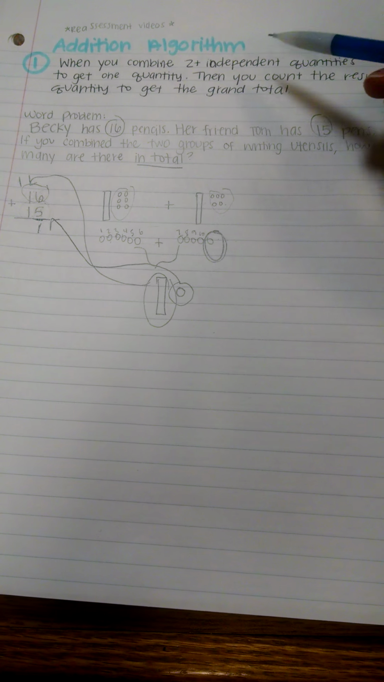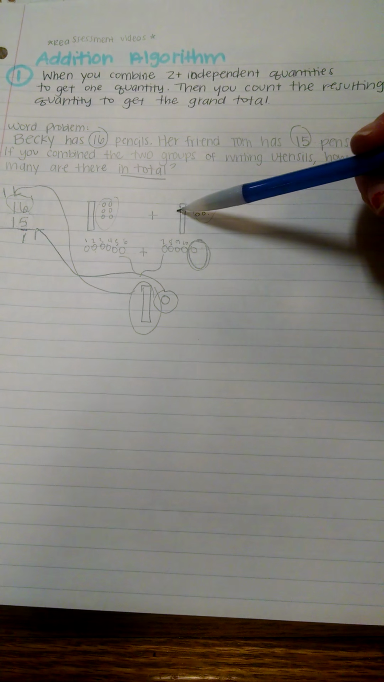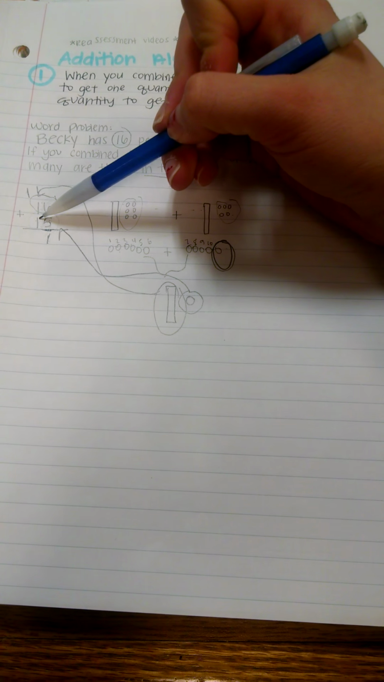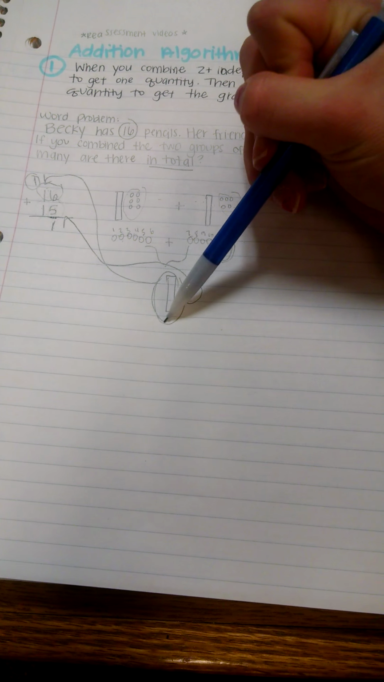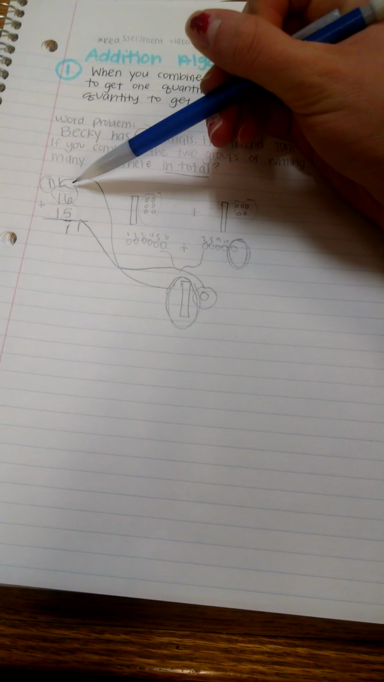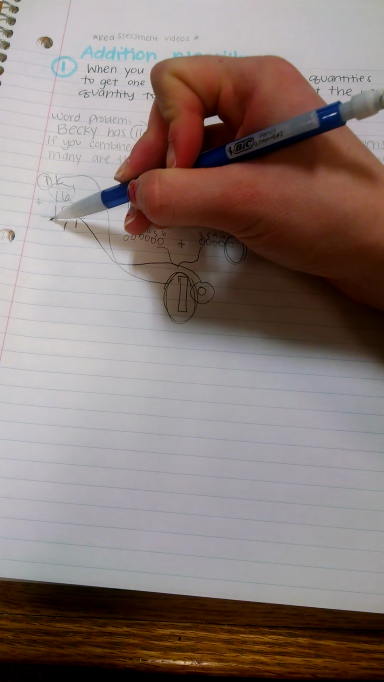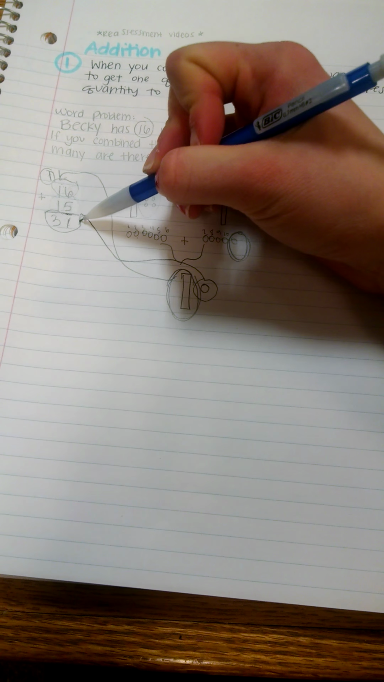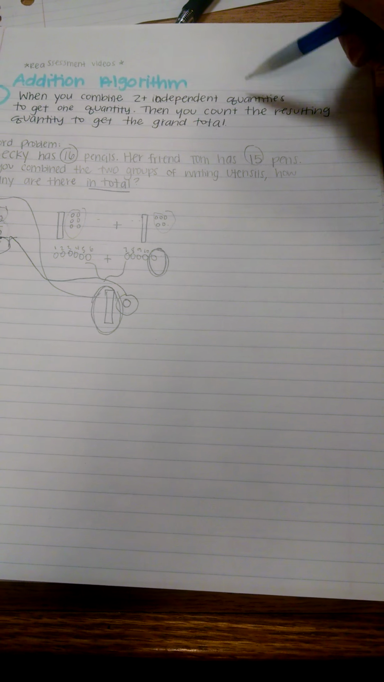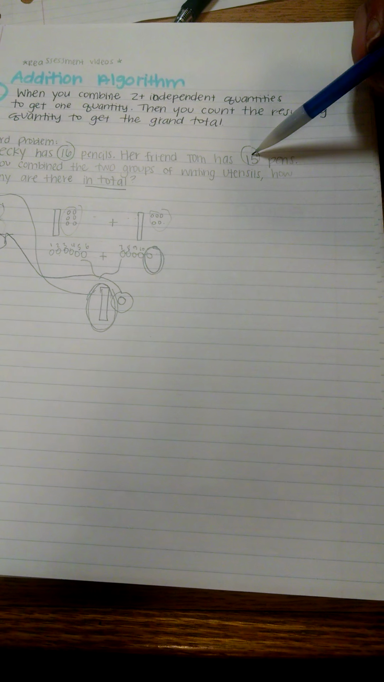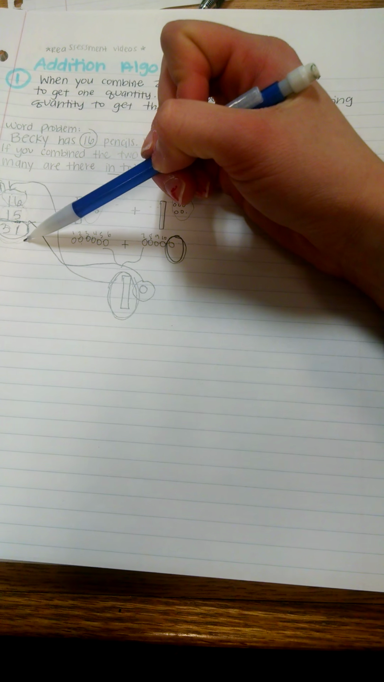Now we have two independent quantities to get one quantity. We add 1 plus 1 plus this 1, because this was combined into a rod. So we actually have 1, 2, 3 rods together, which gives you 31. And to go back to the definition, when you combine two independent groups, so 16 pencils plus 15 pens, to get one quantity, which is 31 writing utensils all together.